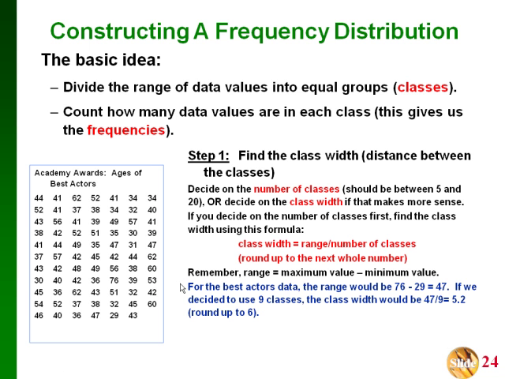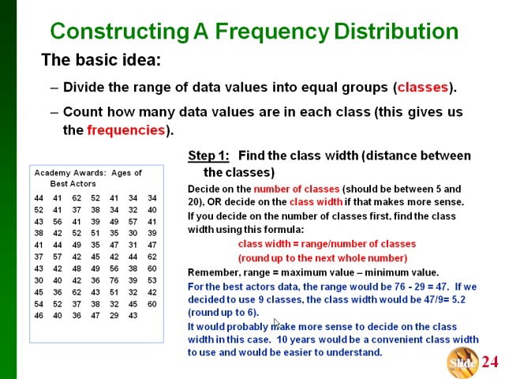So in this case, our maximum data value is 76. Our minimum value is 29, so our range would be 47. If, say, we decided to use 9 classes, then the class width would be 47 divided by 9, which would round up to 6. If we're talking about ages, 6 may not be an especially helpful value. So in this case, it would probably make more sense to decide on a class width instead. 10 years would be a convenient width to use, and it would be easier to understand. We're used to thinking of ages in decades.